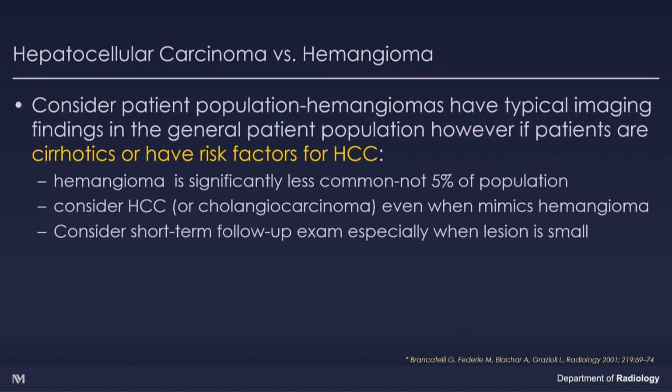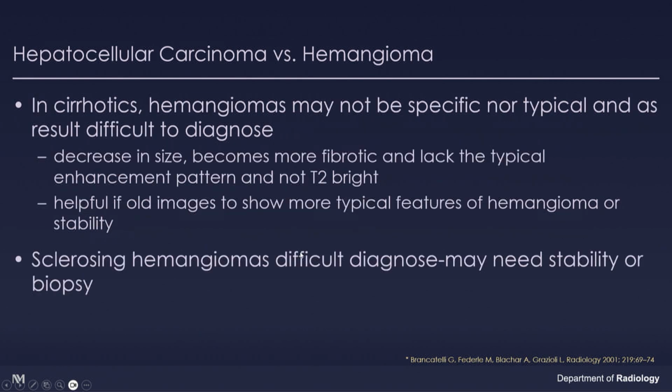And as Rich Barron, who unfortunately is no longer alive, used to say, nothing likes to live in a cirrhotic liver, the exception being HCCs, dysplastic nodules, or regenerative nodules. Hemangiomas are less common, certainly not 5% of the population, and you should start to consider HCC or cholangio, and at a minimum, consider a short-term follow-up when the lesions are small.